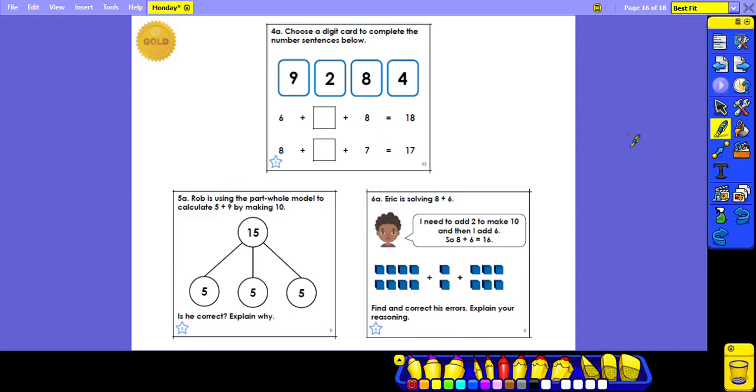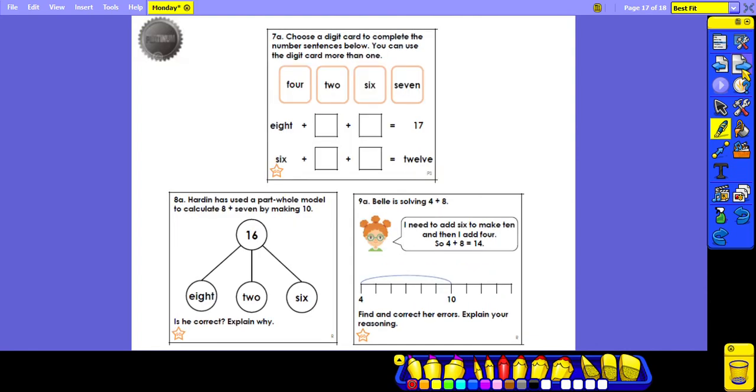For gold, you've got some reasoning and problem-solving questions. These are very similar to the ones that we did on the previous slides, so go back to those if you're struggling. And then for platinum, you have got some more challenging questions where numbers are represented as words.